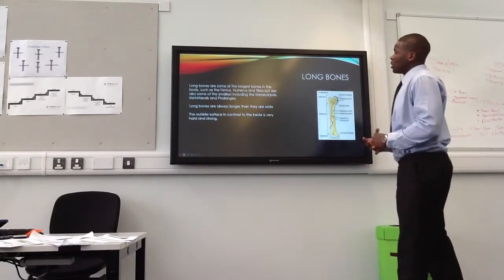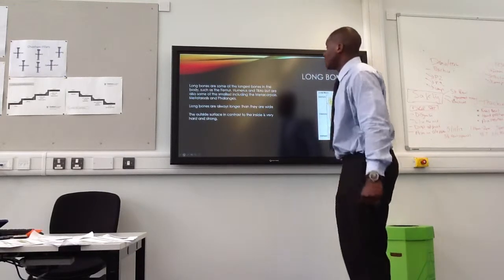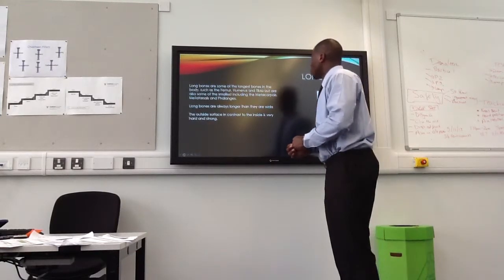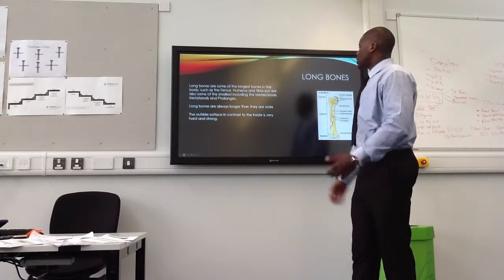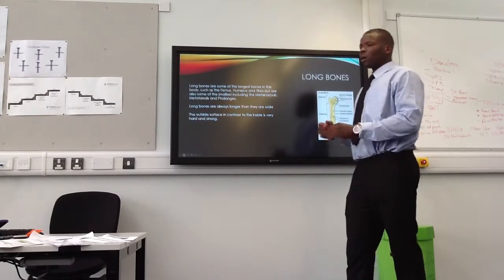Long bones are some of the longest bones in the body, such as the femur, the humerus, the tibia, and also some of the smallest, including the metacarpals, metatarsals, and the phalanges. Long bones are always longer than they are wide.